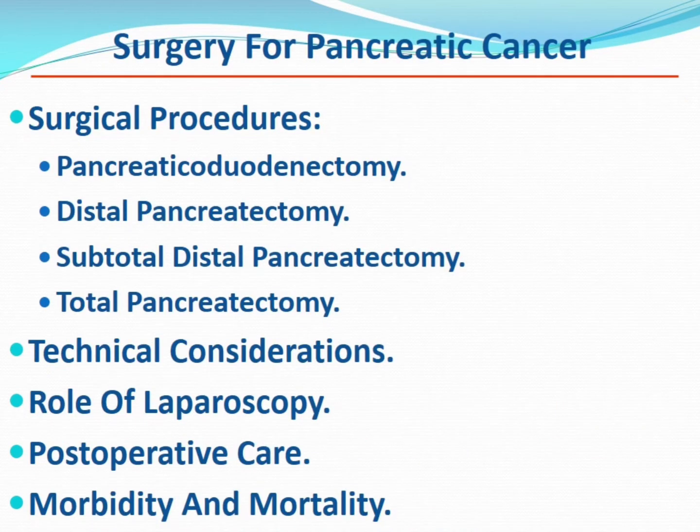Surgery for pancreatic cancer. Surgery for pancreatic cancer will depend on whether the tumor is resectable or not resectable. If the tumor is resectable, pancreaticoduodenectomy is used for tumors in the head of the pancreas. This is called the Whipple procedure. Distal pancreatectomy is done for tumors in the body and tail of the pancreas. Rarely, subtotal distal pancreatectomy or total pancreatectomy is done for tumors in the pancreas.